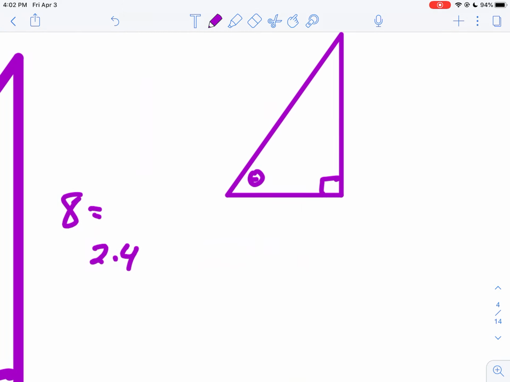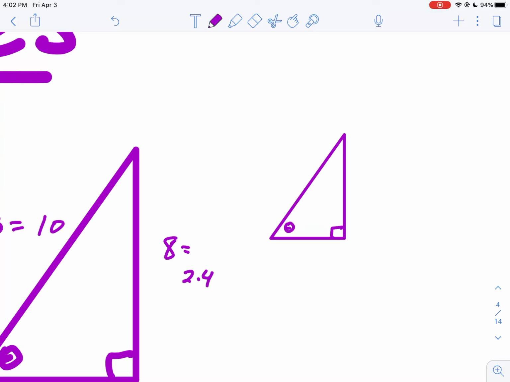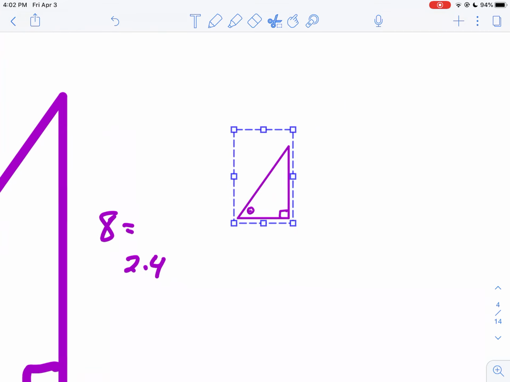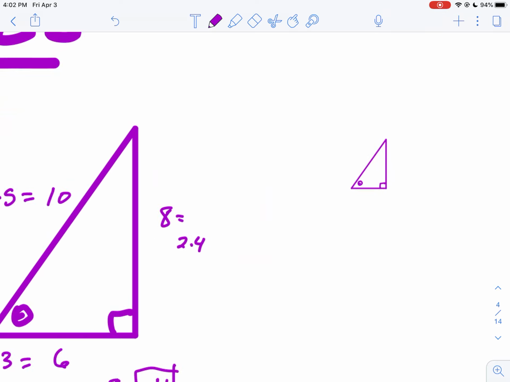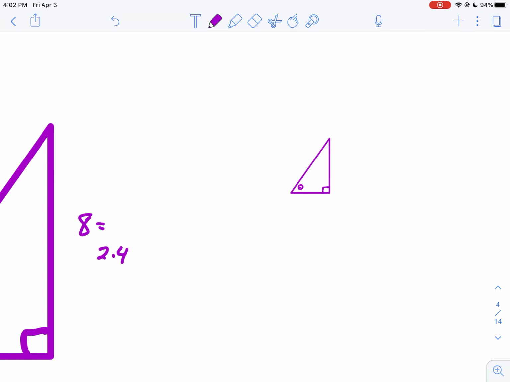Now, in this last one, I'm going to go the opposite direction. What if I wanted to make this half as big? So I'm now going to shrink it down. And so instead of being 3, 4, 5, it's now half as big. So how big is each side? So if I start with the 3, this side used to be 3. Now it's half as big. Half of 3. This new side is 1.5.